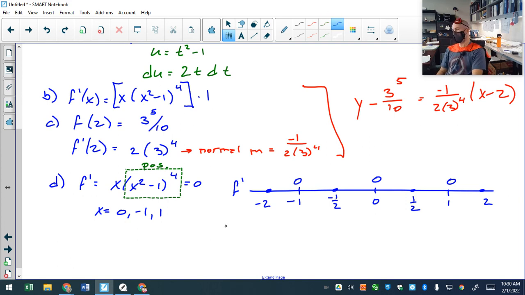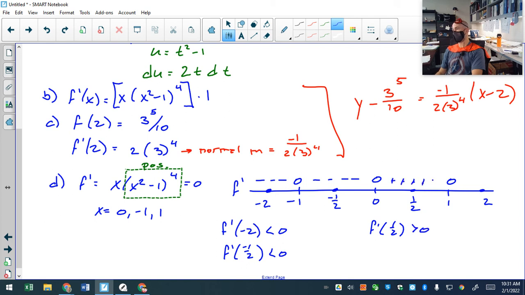You still need to, if you can remember this from a long time ago, actually write down f prime of negative 2. Actually write in mathematical language. You're plugging into the derivative. That'll be negative 2 times something positive. That's negative. F prime of negative 1/2 would be negative 1/2 times something positive. f prime of positive 1/2, positive 1/2 times something positive. And the same thing for 2. So there's all the heavy lifting.